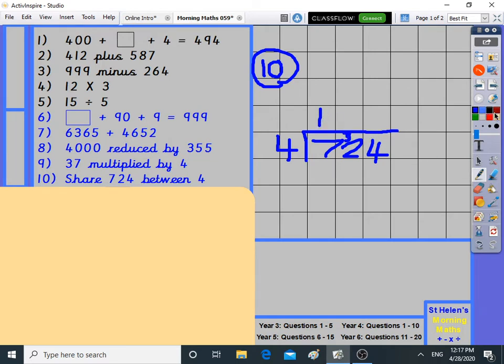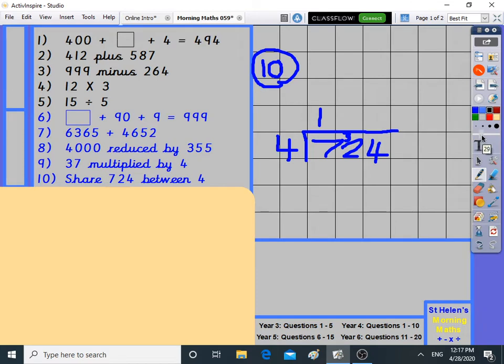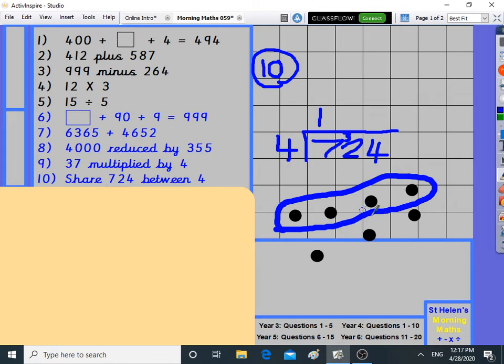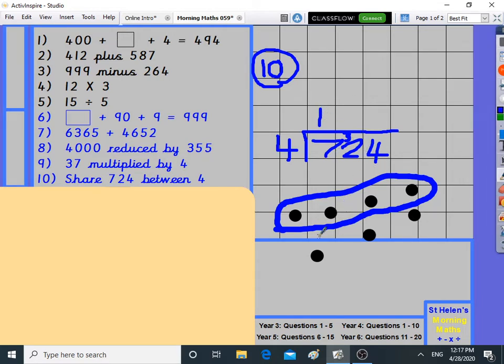I'll draw a picture of that, why it was 1, remainder 3. Because we were saying how many 4s fitted into 7? If I draw 7 dots, 1, 2, 3, 4, 5, 6, 7. How many times can you get 4? How many times do you see 4 there? Well, there's 4, but there's only 3. So it's only once. That's why the 1 went on the top. One time you could get 4. And then we had 3 remaining. 1, 2, 3 remaining was 3.